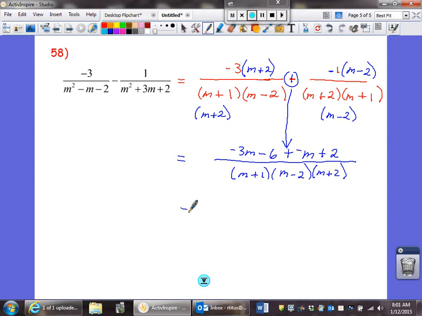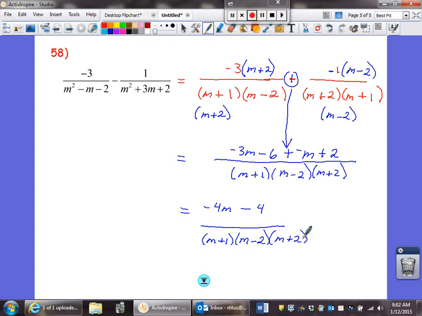So now you have to look and see what's left over here. We have a -3m and a -m, which makes -4m. We have a -6 and a +2, which makes -4. All over m plus 1 times m minus 2 times m plus 2.